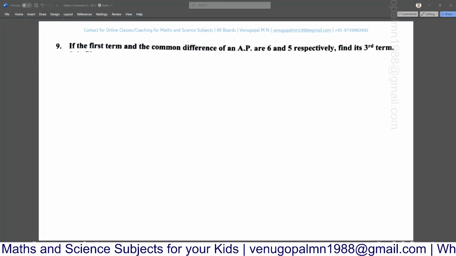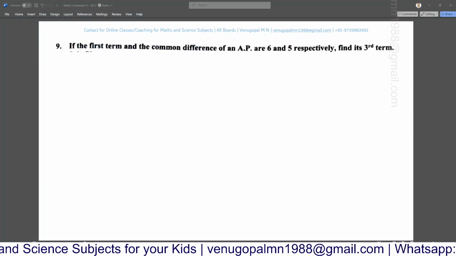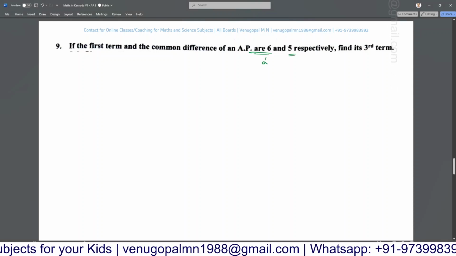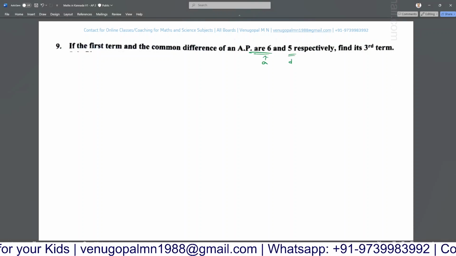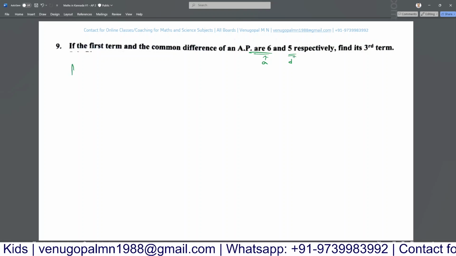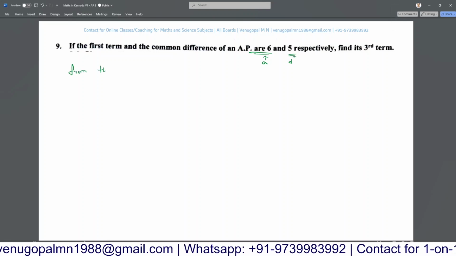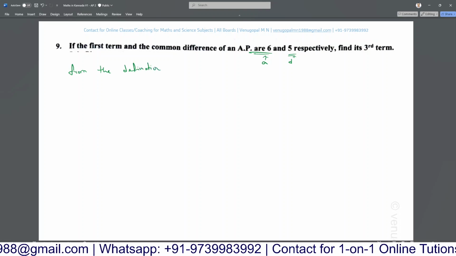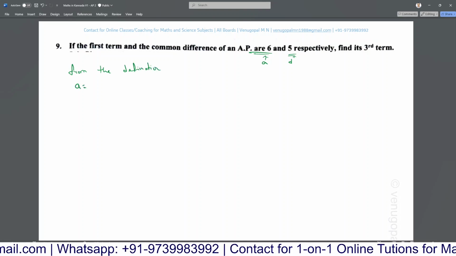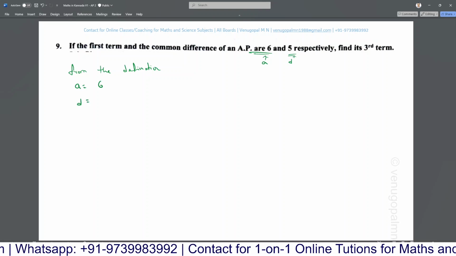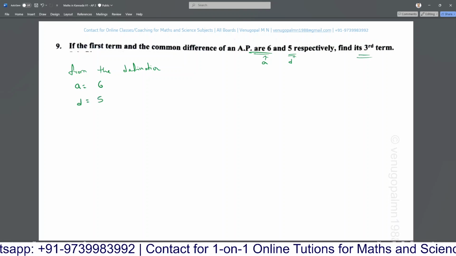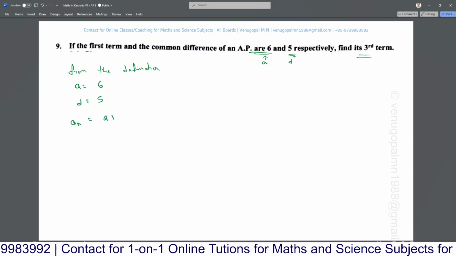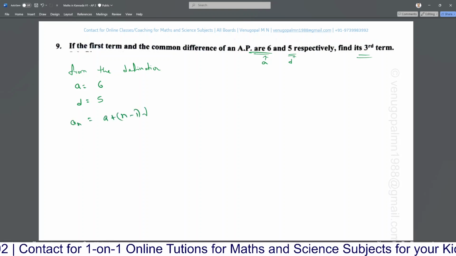The first term and the common difference of an AP are 6 and 5. First term A is 6 and D is 5. So from the definition, what they have given? A is equal to 6 and D is equal to 5. Find the third term. Very easy example. We have to find out A of n is equal to A plus n minus 1 into D.